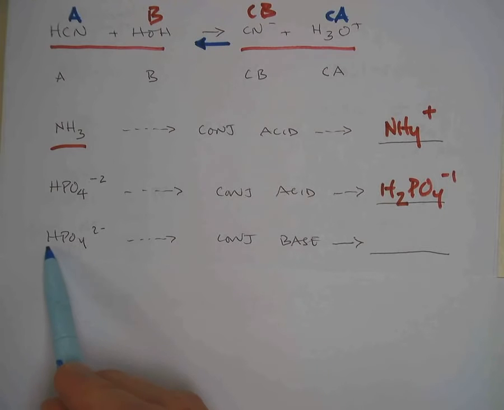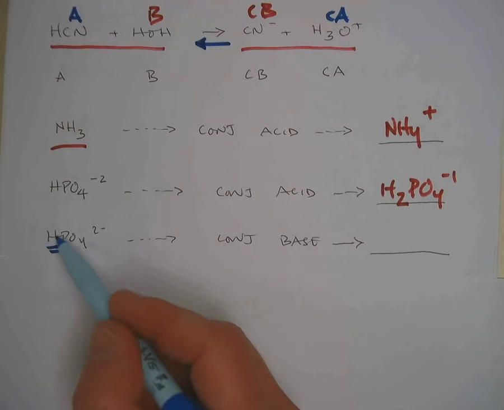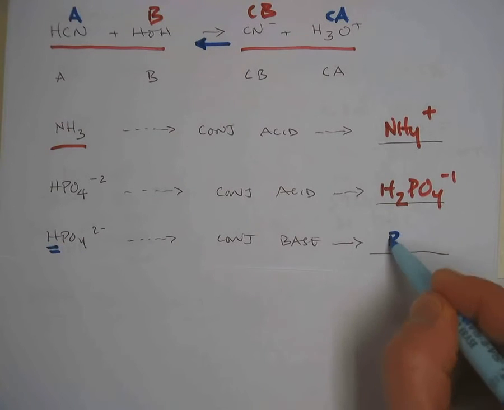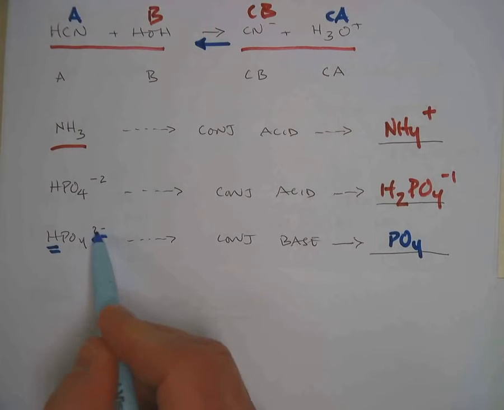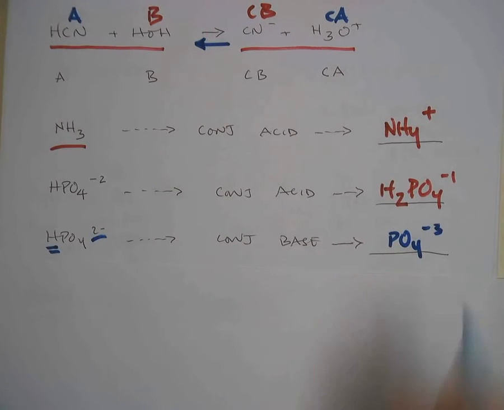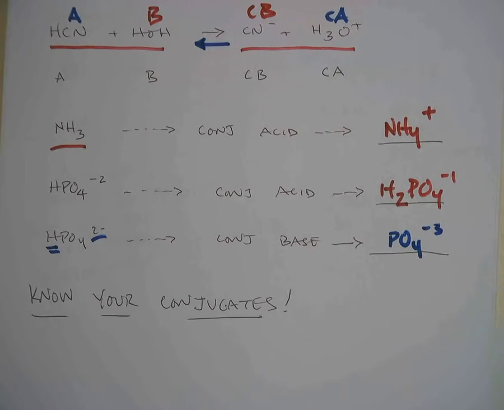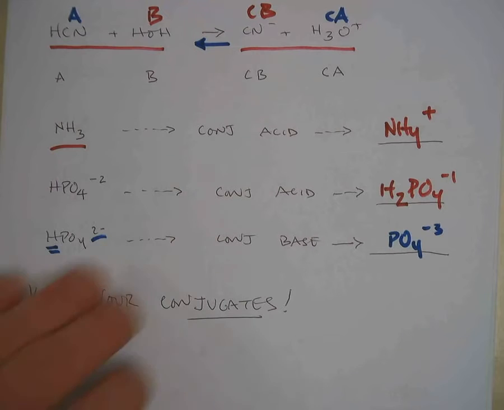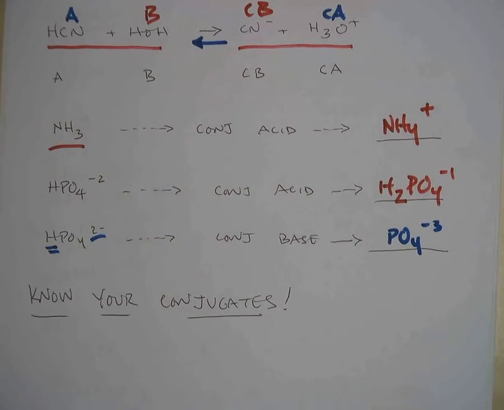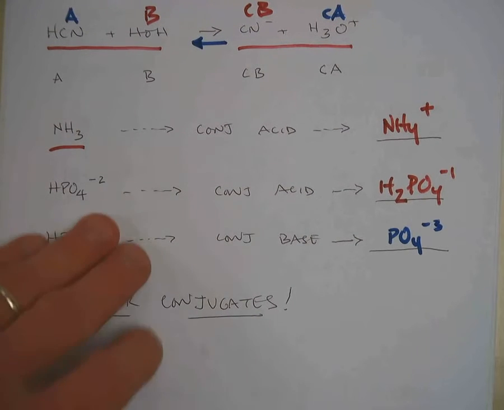HPO4 2 minus obviously has an H in it right here, and if it were to act as an acid, it could donate that proton, and then what's left over would be what's called its conjugate base. So to find the conjugate base, remove the hydrogen, and what would be left over? Well, PO4, and the charge would have gone from -2 to -3. So PO4 -3 would be the conjugate base. Know your conjugates. Be able to determine what the conjugate acid or the conjugate base is of one or the other very quickly, just by adding and subtracting protons and making sure the charge is right, from different species.